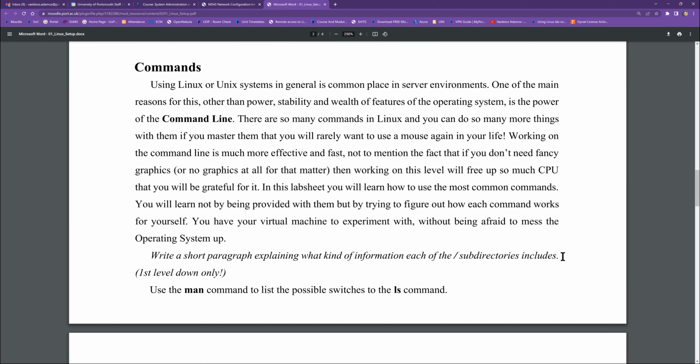So you need to basically Google it or look it up in the book and find out what each of the / subdirectories does.